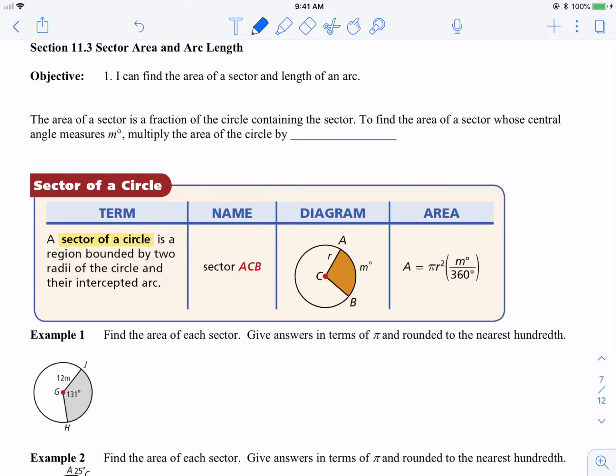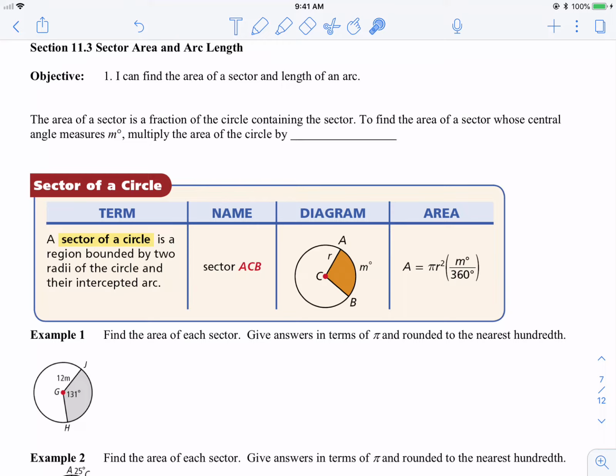To start section 11.3, we are looking at sector area and arc length. Sector area is pretty straightforward. It's just the fractional measure of a circle. You don't want a full circle's area, which we know is pi r squared. Instead, we just want a fraction of that circle's entire area.